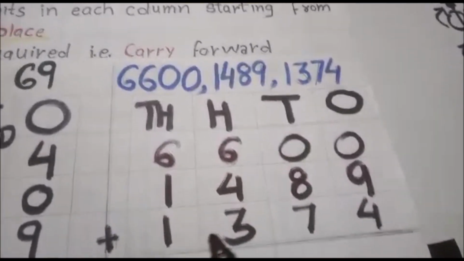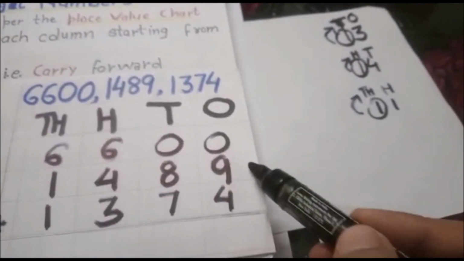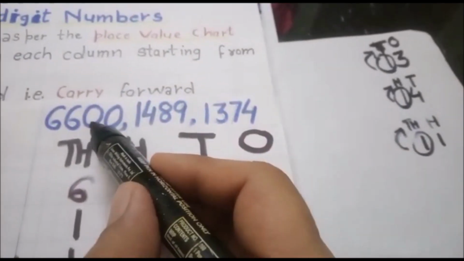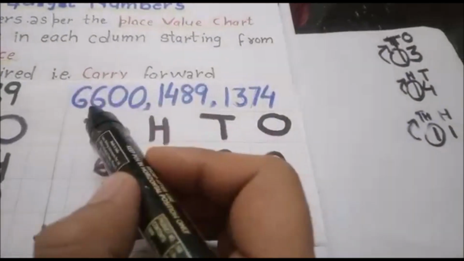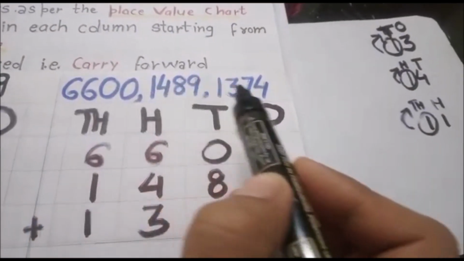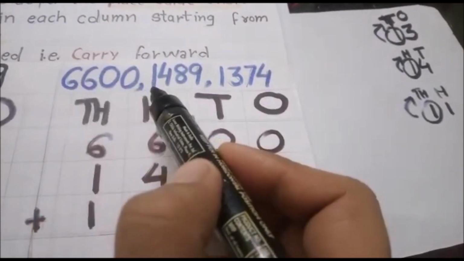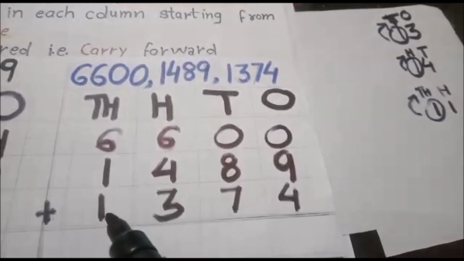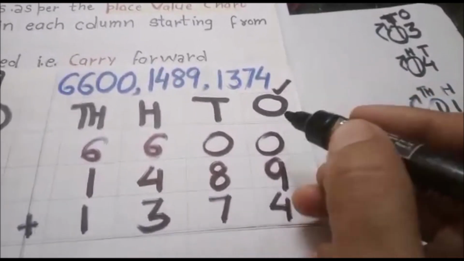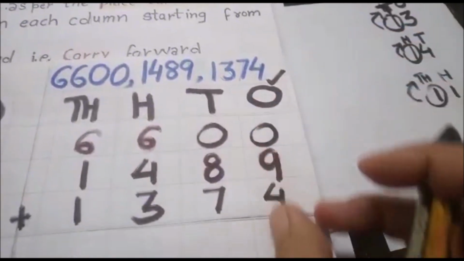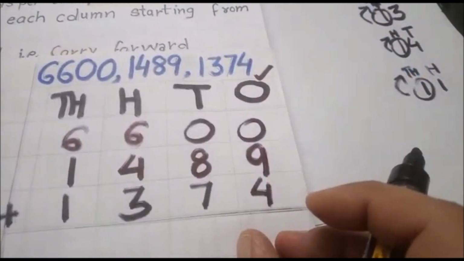Check once again that under ones place we should have 0 and 9 and 4. Now under tens place we are having 0, 8 and 7. Now check hundred place, it is 6, 4 and 3. Now thousand place, 6, 1 and 1. Now start adding our numbers starting from ones place. Always start adding from ones place. And ones place digit will always be filled. It should not have any vacant place.